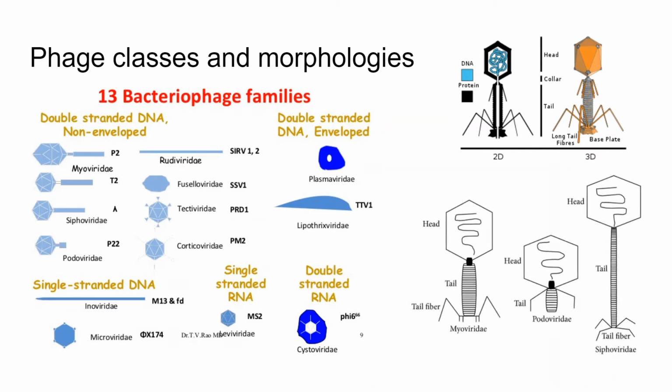Even within the Caudovirales, though, there's even more morphological diversity. The three main classes of the Caudovirales are the Myoviridae, the Podoviridae, and the Siphoviridae, which have a long contractile tail, a short non-contractile tail, and a long flexible non-contractile tail, respectively. The Greek here is helpful for memorizing these classes. Myo for muscle, for contractile, podo for foot, that connects with short, and then sipho for tube, so flexible.